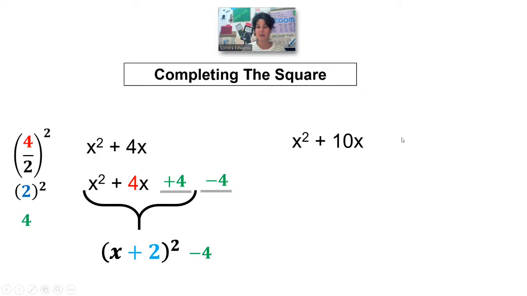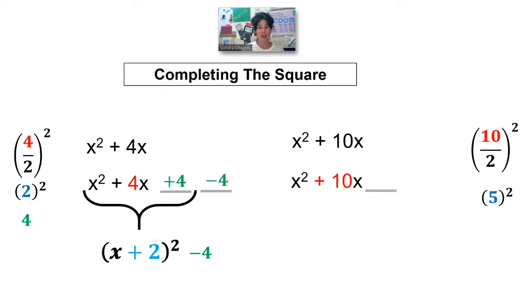Okay, let's try to complete the square here. To complete the square, we observe that this number is 10. We're going to think of a number that we should put here that's going to make this a perfect square. So we take the b term, divide it by 2, and square it. 10 divided by 2 is 5. 5 squared is 25. So we have plus 25.